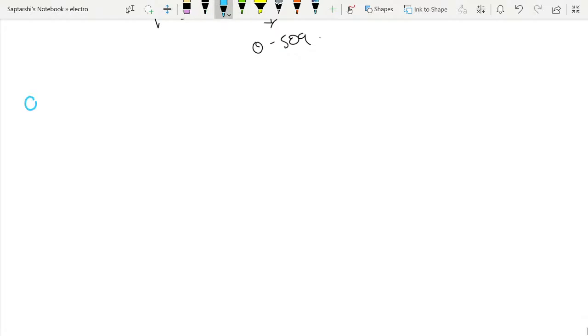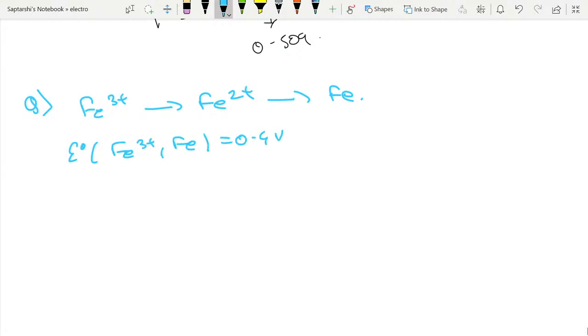Let me now show you some numericals. Question. This is a very famous question taken from GATE 2007. The question is this: Fe3 plus goes to Fe2 plus goes to Fe. It is given that the EMF of Fe3 plus to Fe is 0.4 volt, and the EMF of Fe2 plus to Fe is minus 0.44 volts. You have to find out the EMF of Fe3 plus to Fe2 plus.